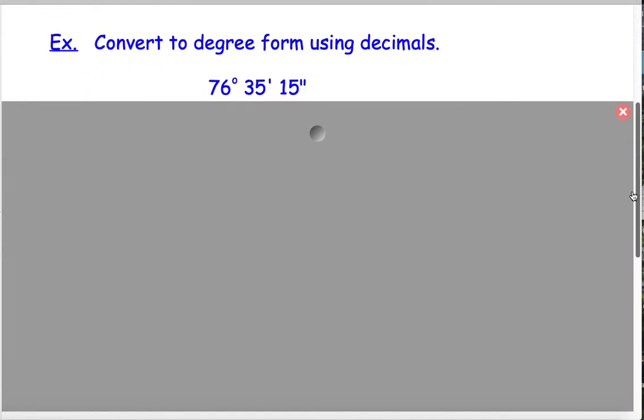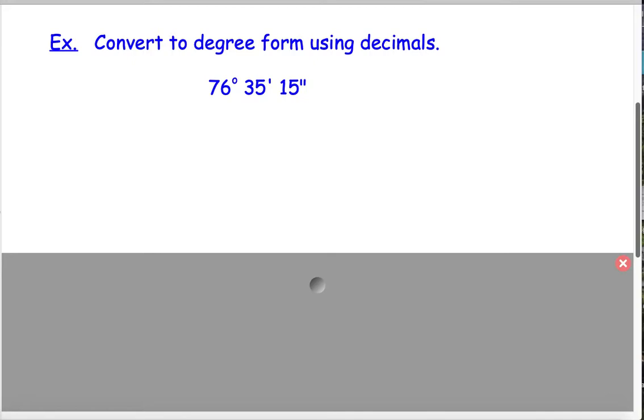Convert to degrees. This is read as 76 degrees, 35 minutes, and 15 seconds. We want to convert it just to degrees using decimals. So what we do is we start with the smallest unit, my seconds. 15 seconds is 15/60ths of a minute. So I have 35 minutes plus 15/60ths of a minute. And then we have the 76 degrees.